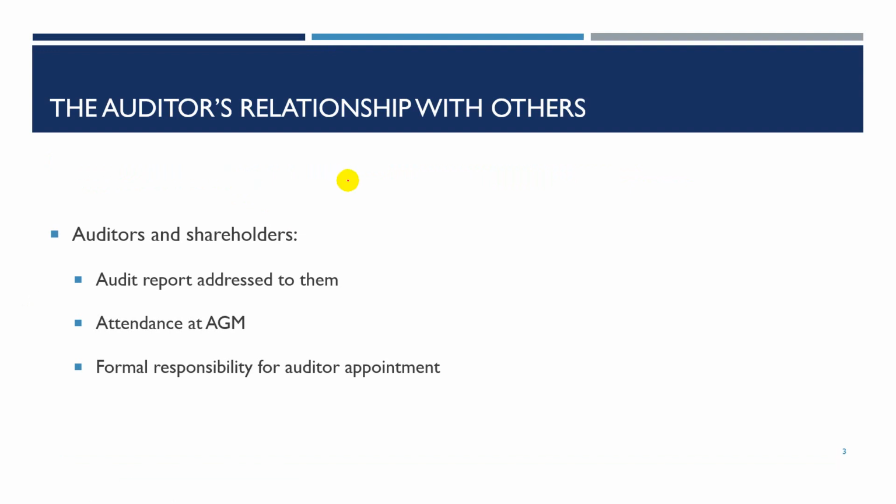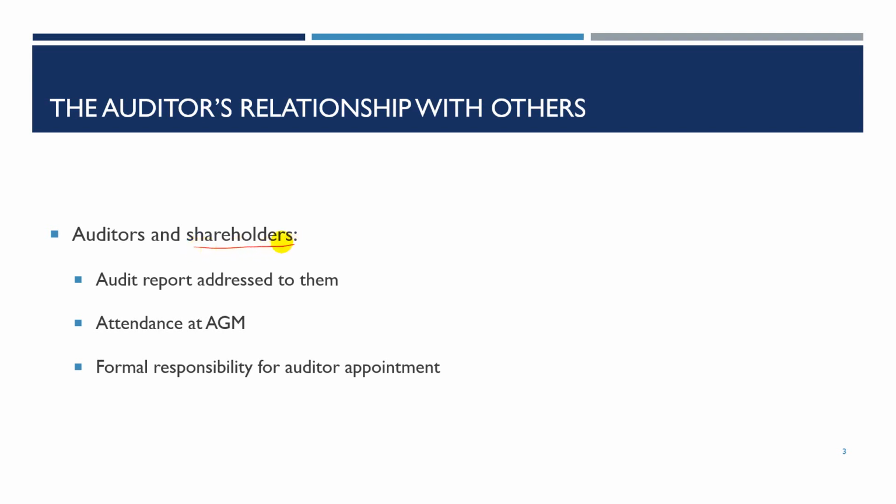The key groups that the auditor will have a professional link with are the client shareholders as a group, the board of directors, the audit committee, and the internal audit team. In this slide, we will be looking at the relationship between auditors and shareholders.